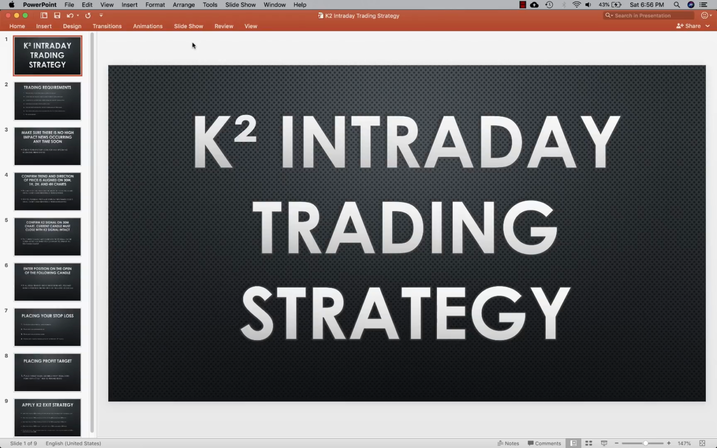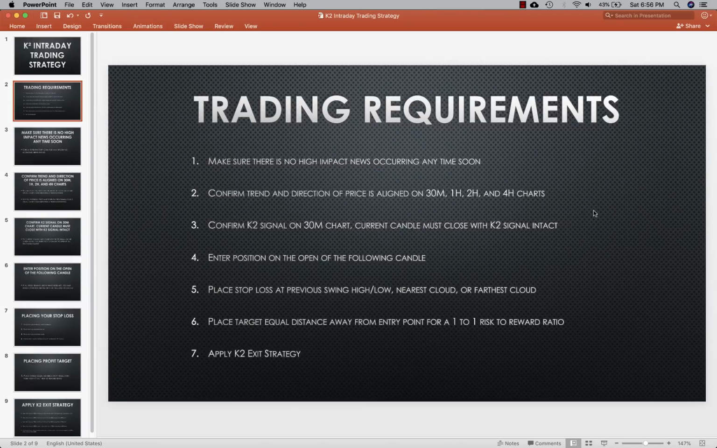Today I'm going to be showing you guys how to apply the K2 intraday trading strategy. So in order to use the strategy, you'll need to follow a few requirements. First, you'll need to make sure there's no high impact news occurring anytime soon. Next, you'll confirm the trend and direction of price and make sure that it's aligned on the 30-minute, 1 hour, 2 hour, and 4 hour charts.